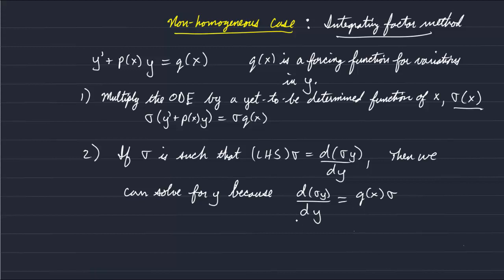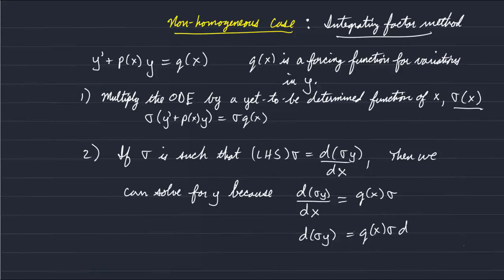integrating. So that is, we can solve written in differential form. We have the differential of sigma times y is equal to q of x times sigma dy. Sorry, I wrote that derivative wrong. We've got to take the derivative with respect to x. Okay, sorry about that.